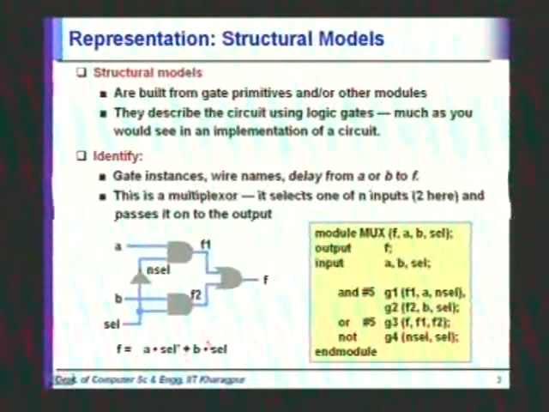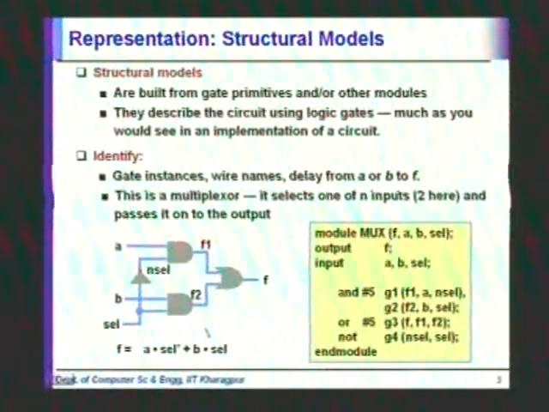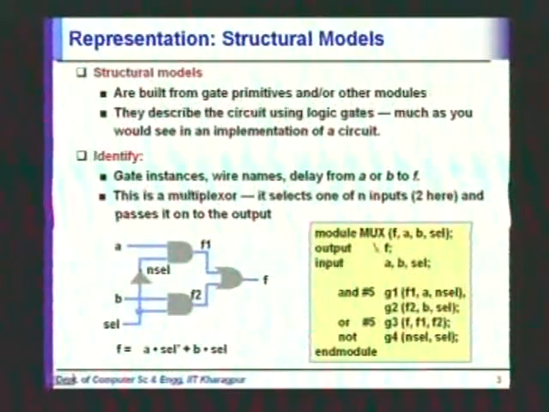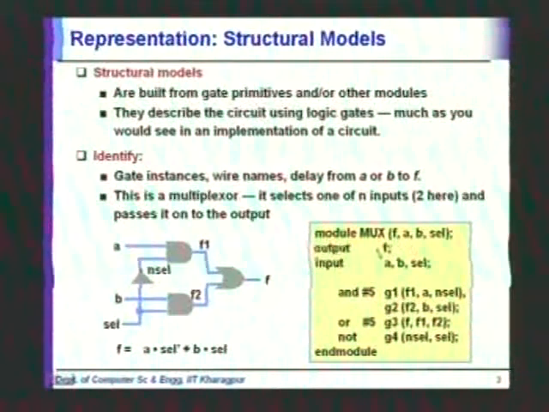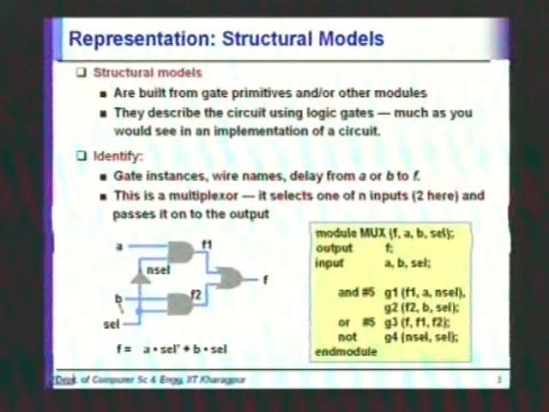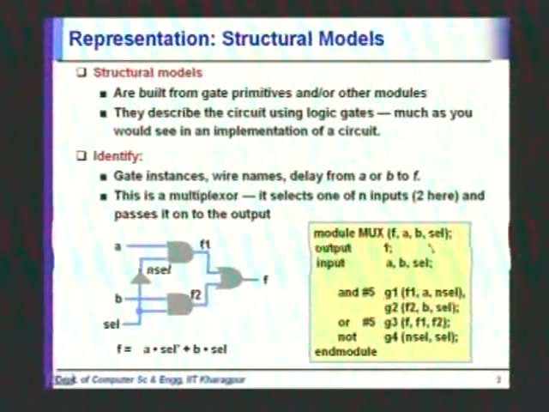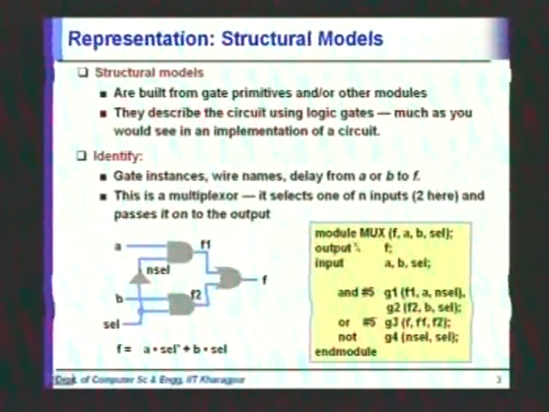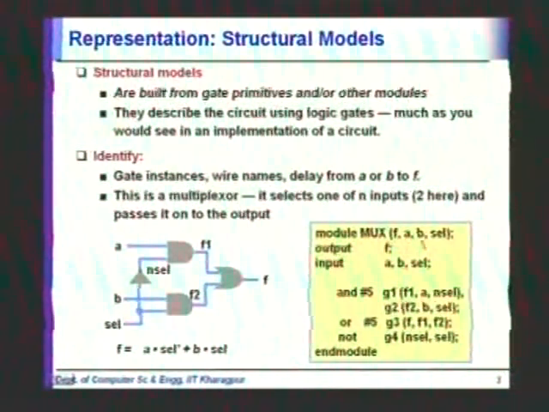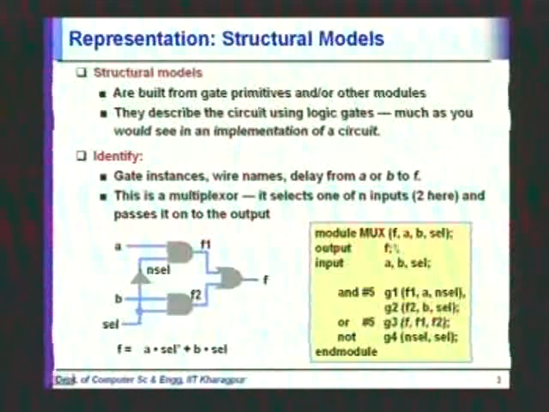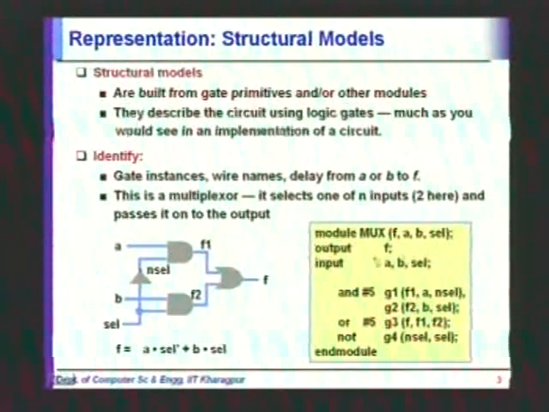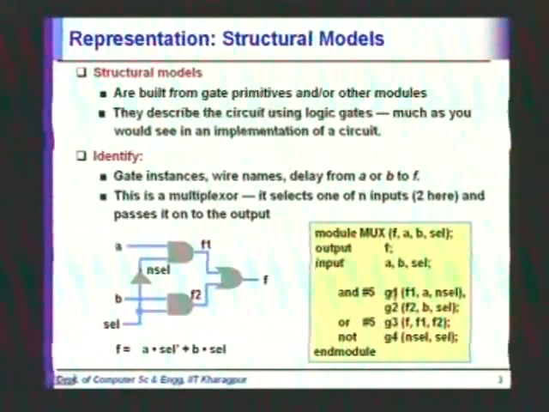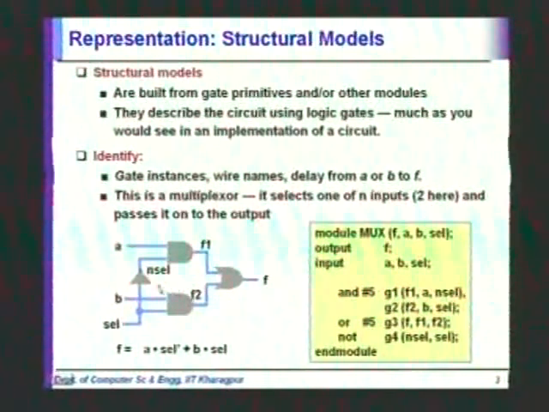So let us look at this example. This is an example of a multiplexer which has the output F, and we have the two inputs A and B between which it multiplexes, and ACL is the select line. So you can see in Verilog we are defining the module mux with these parameters. These are the inputs and outputs, and then we declare the outputs, we declare the inputs. Then we describe each gate.